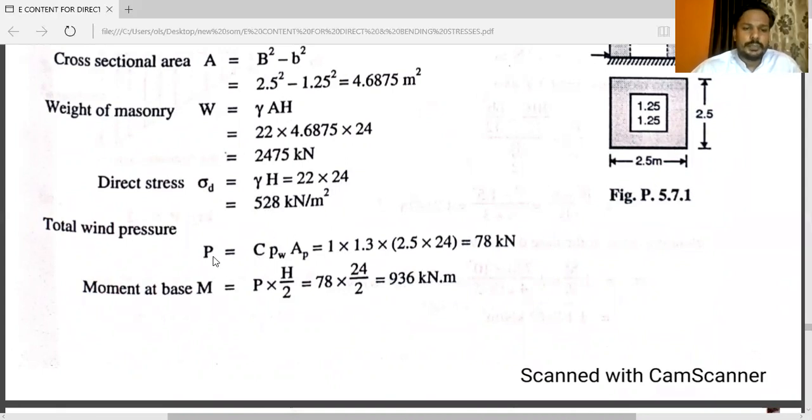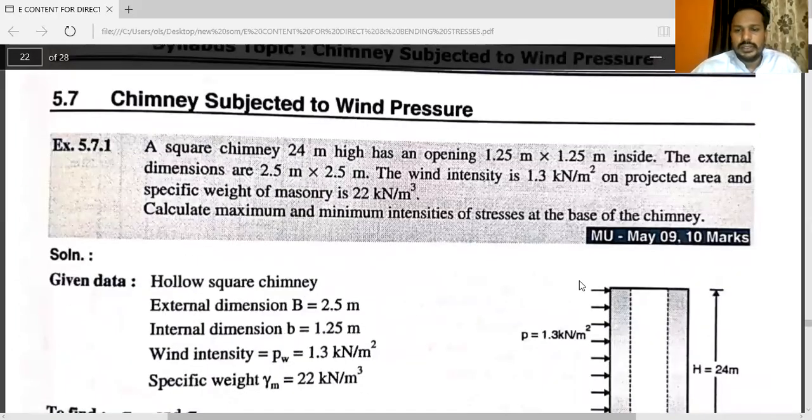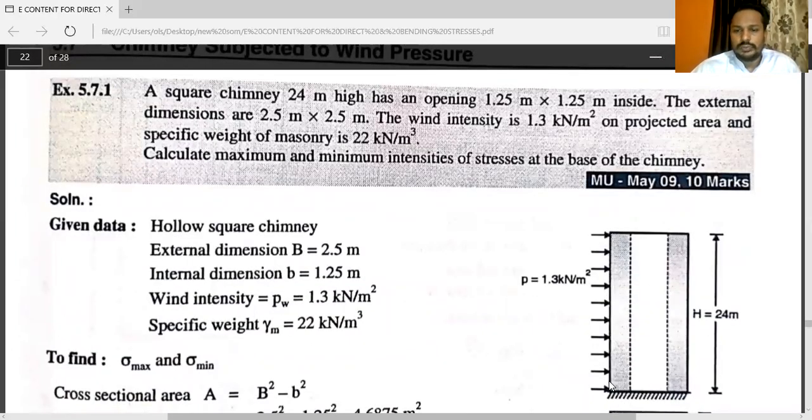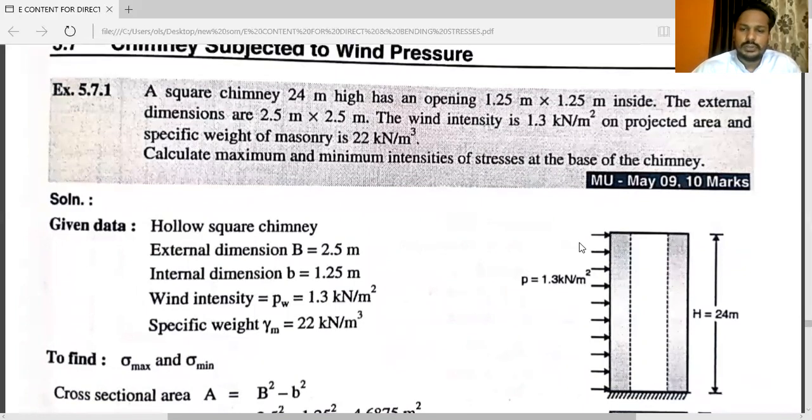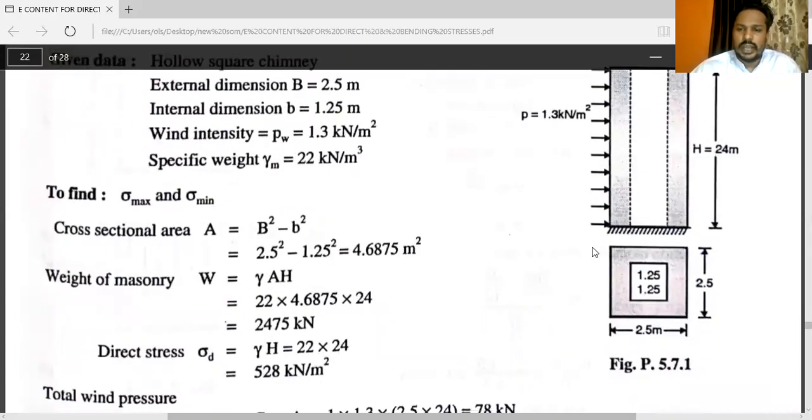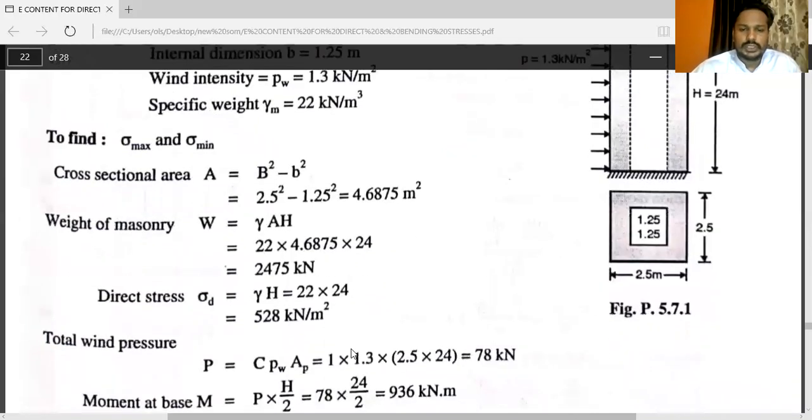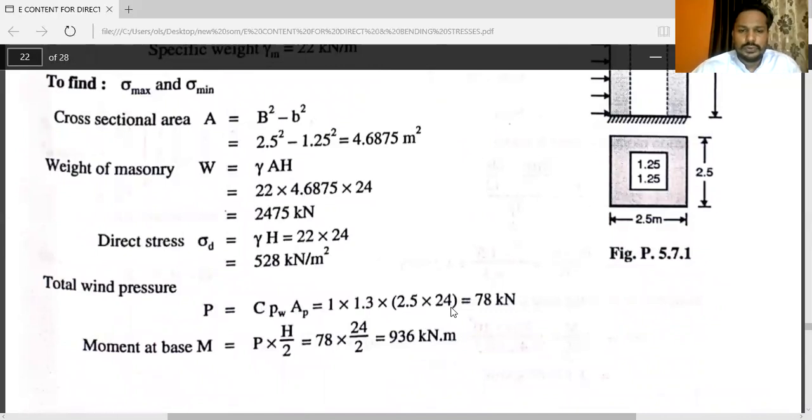So the total wind pressure P is equal to C into Pw into AP. Here AP is the projected area, Pw is the wind intensity, and we have the value of C, that is 1, into wind intensity, that is 1.3, and projected area 2.5 into 24. You can see this is the projected area from top to base. The height is 24, and we know the external dimension, that is 2.5. So the projected area is 2.5 into 24.